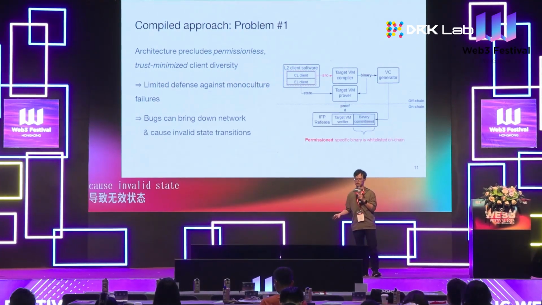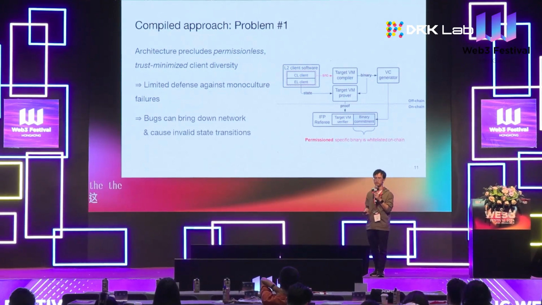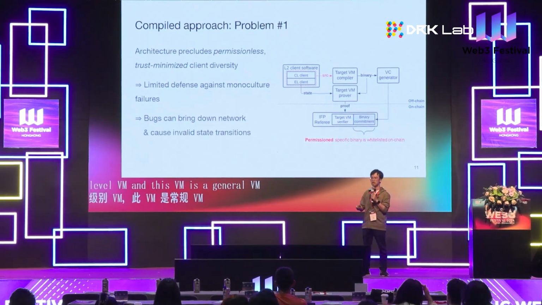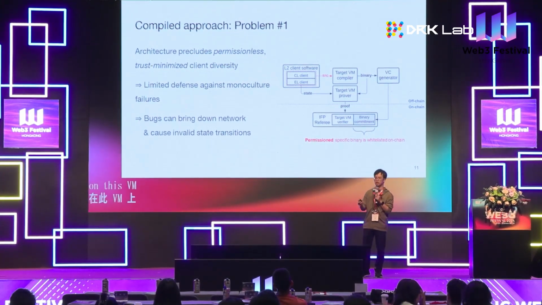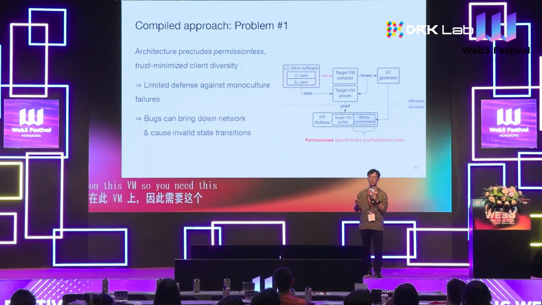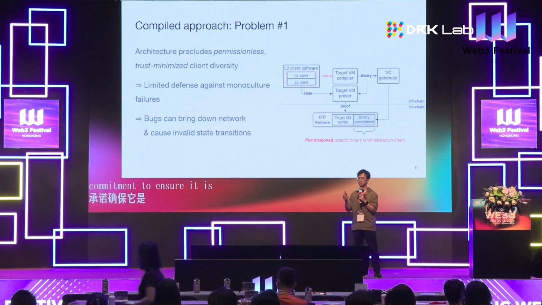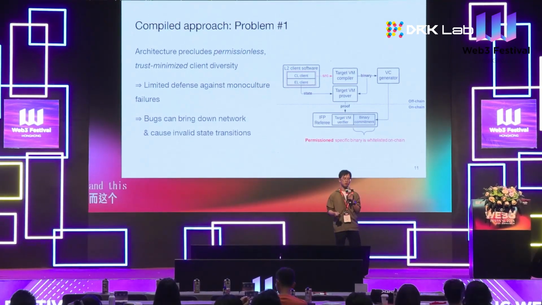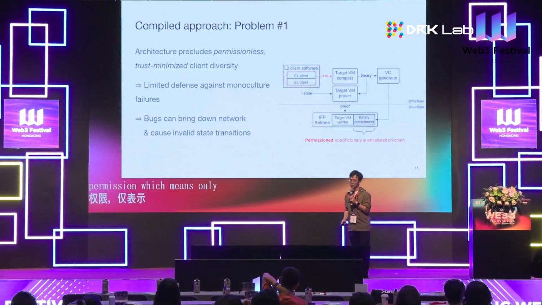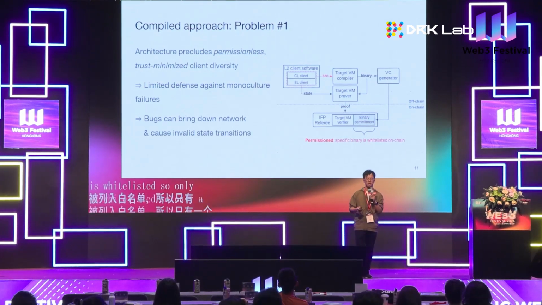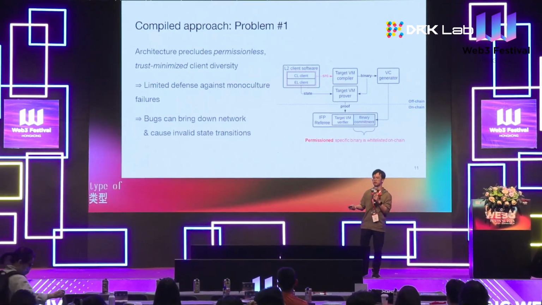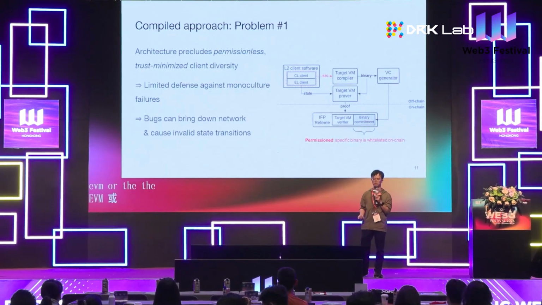Why does this happen? Because the fraud proof is running on a low-level VM, and this VM is a general VM. It's not just the EVM. So any program can be run on this VM, and you need this binary commitment to ensure it is running the correct EVM. And this binary commitment is permissioned, which means only the project owner can update it, and it is whitelisted. So only a certain type of EVM or client can be used in the rollup.